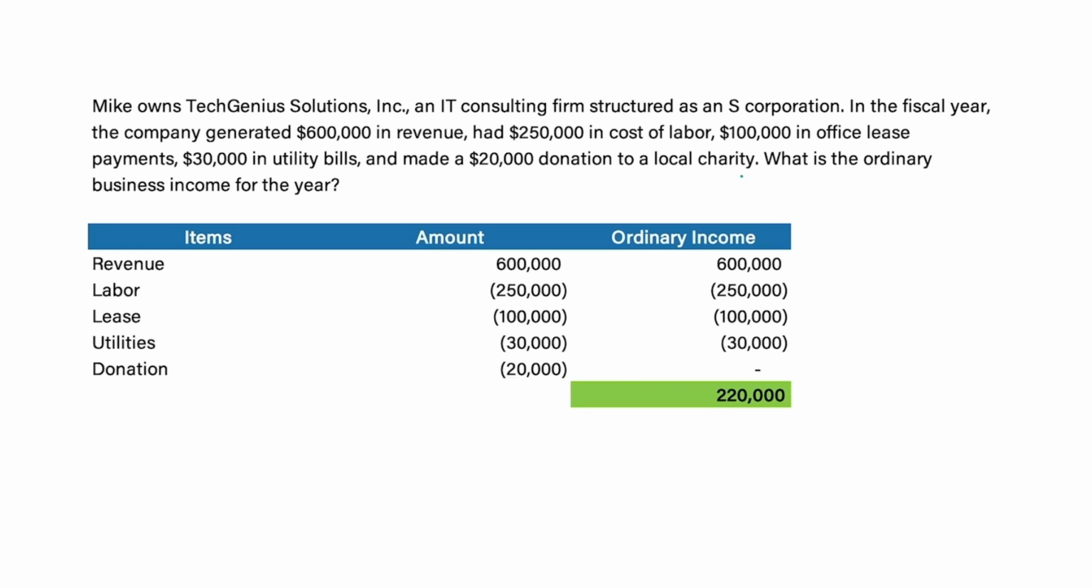Now let's consider this practice question on ordinary business income. What is the ordinary business income for the year? Mike owns Tech Genius Solutions, which is an S corporation.